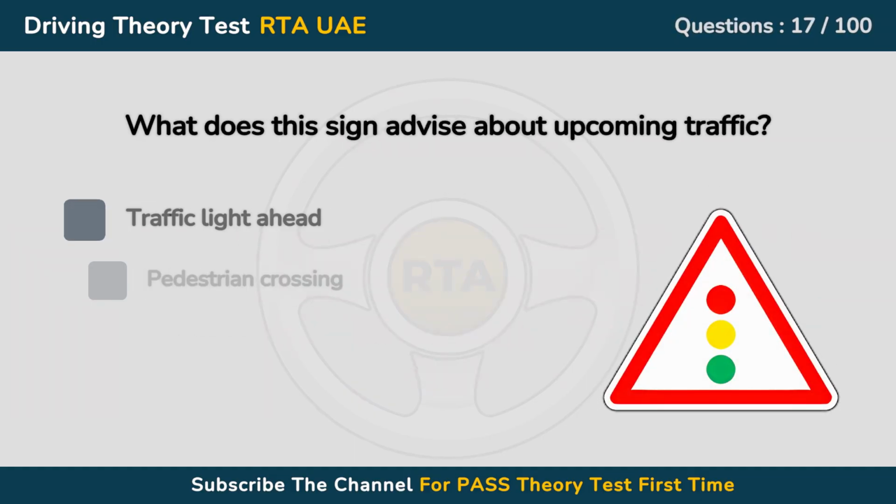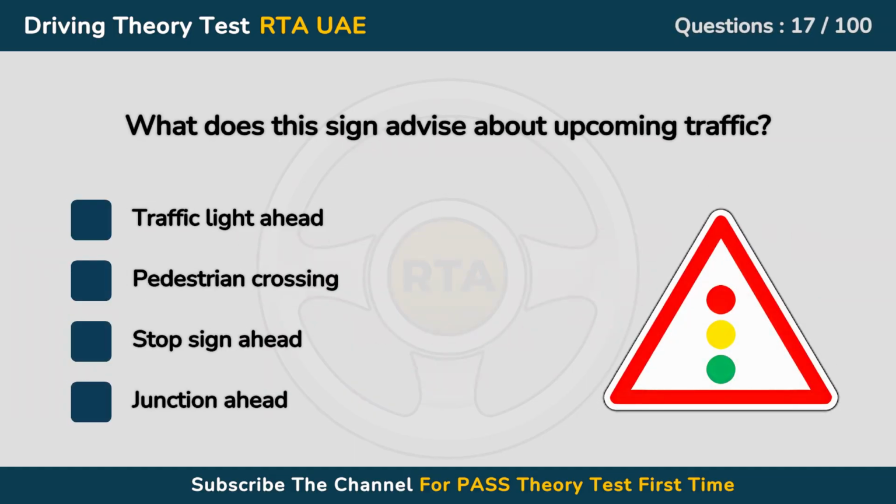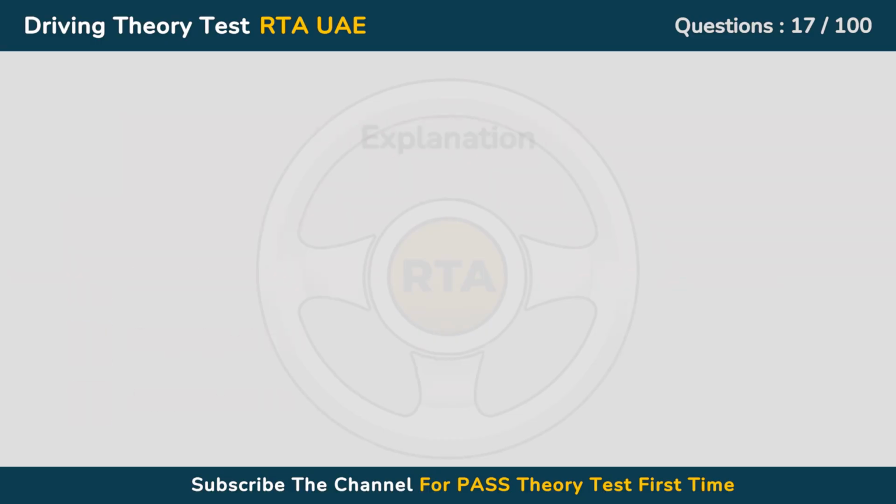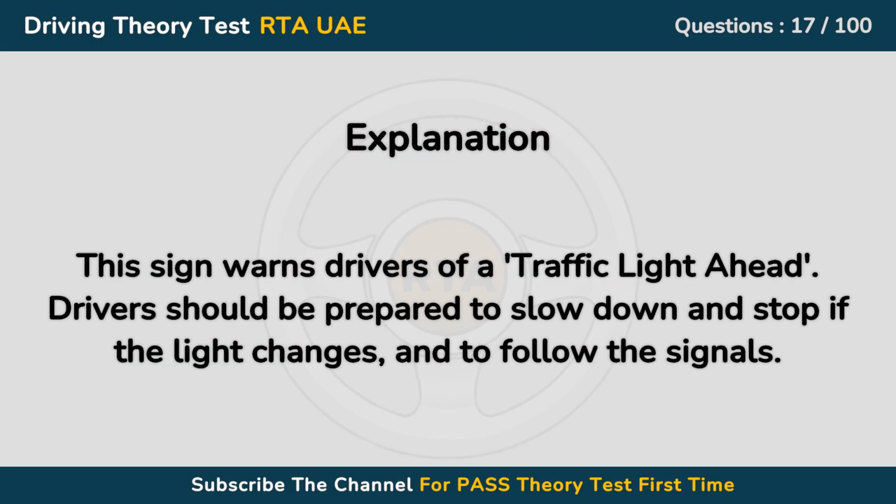Question 17. What does this sign advise about upcoming traffic? A. Traffic light ahead. B. Pedestrian crossing. C. Stop sign ahead. D. Junction ahead. Answer is A. Traffic light ahead. This sign warns drivers of a traffic light ahead. Drivers should be prepared to slow down and stop if the light changes, and to follow the signals.